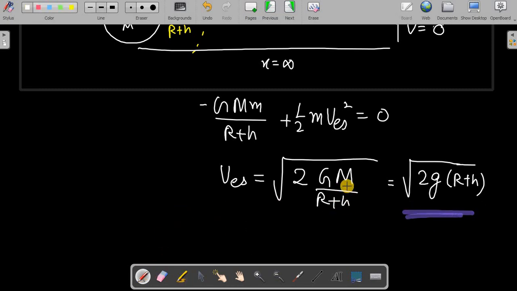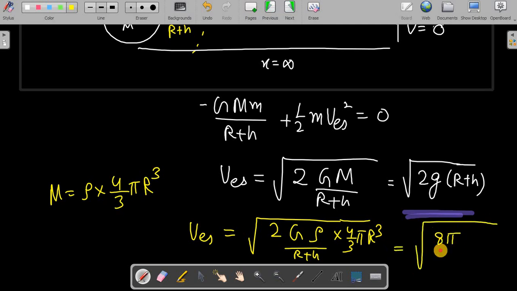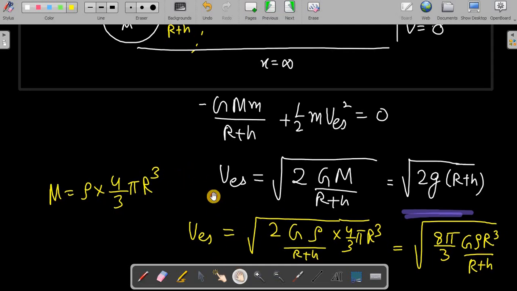Also, in terms of density, when you are converting, you have to write mass as density into volume. Volume is 4 by 3 pi r cube. So you write root under 2G rho into 4 by 3 pi r cube, and this is r plus h, so it becomes root under 8 pi by 3 G rho r cube by (r plus h). This is how it will change, right?